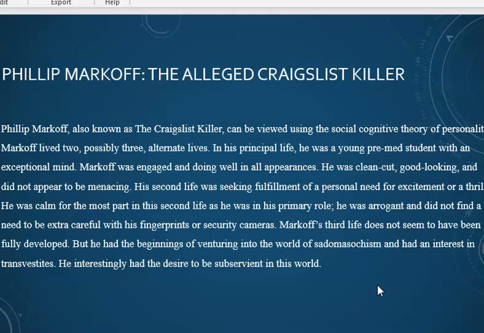His second life was seeking fulfillment of a personal need for excitement or a thrill. He was calm for the most part in this second life, as he was in his primary role. He was arrogant and did not find a need to be extra careful with his fingerprints or security cameras. Markhoff's third life did not seem to have been fully developed, but he had the beginnings of venturing into the world of sadomasochism and had an interest in transvestites. He interestingly had the desire to be subservient in this world.